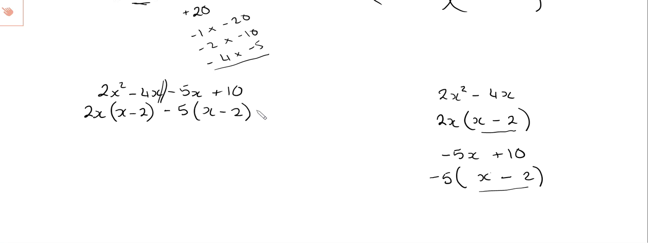What do I do now? So I have to factorise again. What do I do when I try and factorise? I take out a common factor. What's the common factor in this? X minus 2. So let's write the x minus 2 out. What's left behind? 2x minus 5. There you go. Okay?